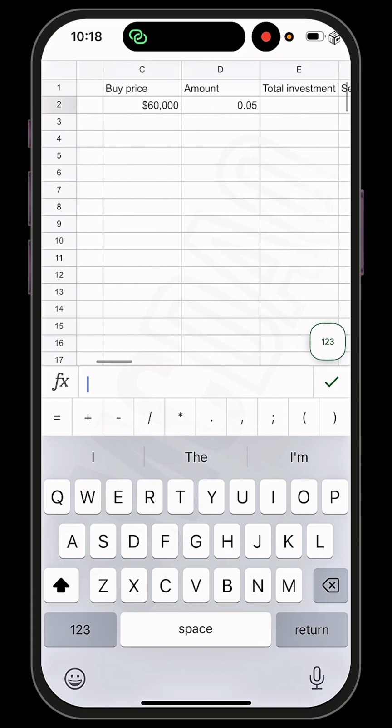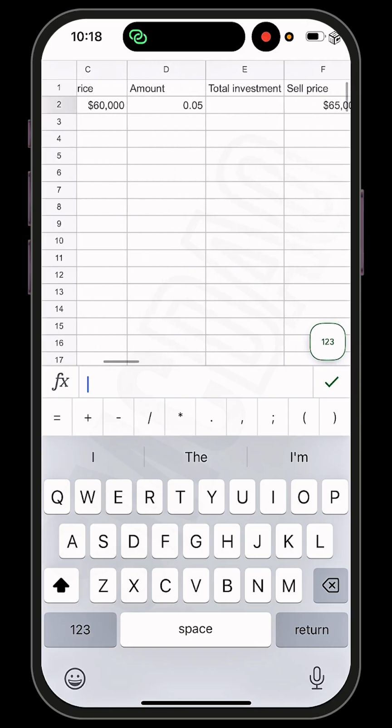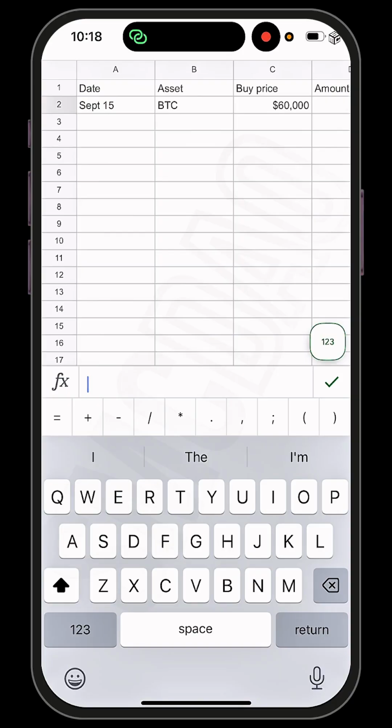And just in case, your total investment is 60k times 0.05. So that's very easy. That's the best way to journal your crypto investment and track your trades.